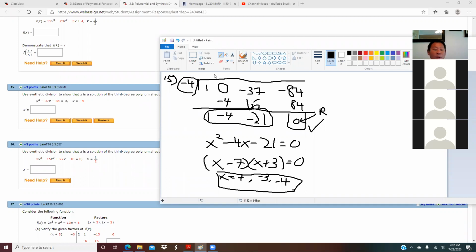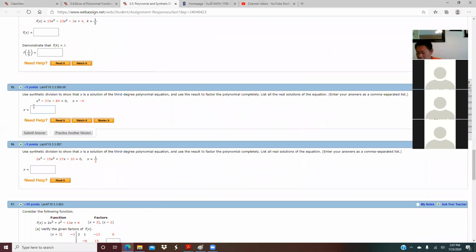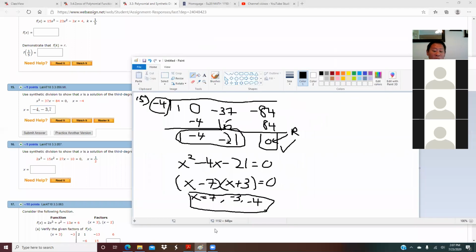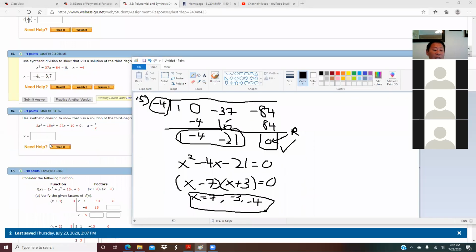I think they want, yep, so I just put it in order. Negative 4, small to big, negative 3, and 7. So this is how we do these questions for 15 and 16.